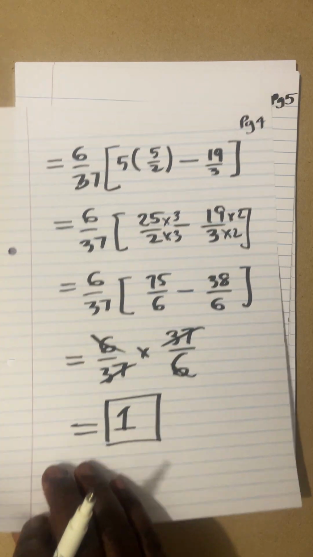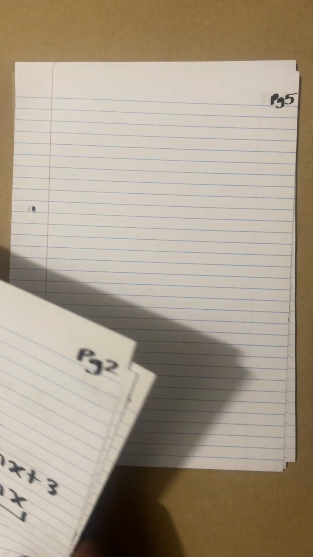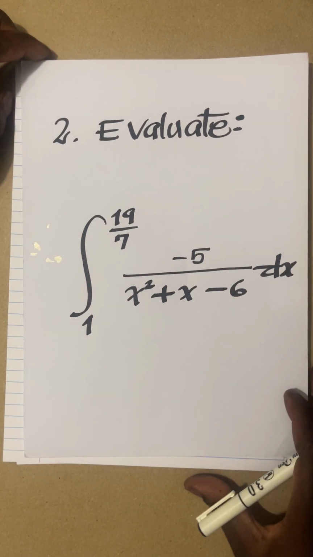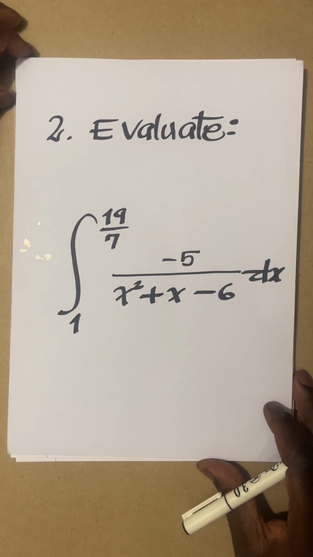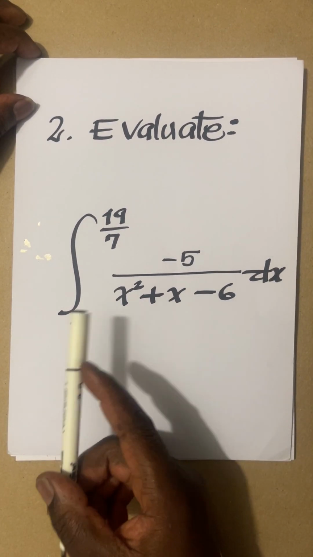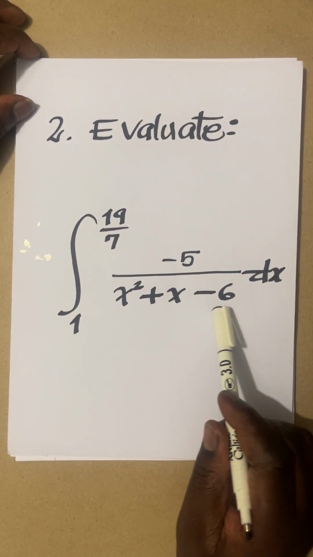Let's look at the second one. The second one is also just as challenging, and we will be able to handle this one with just a little bit of a different approach, but same understanding. Now here we go. This is our integral number 2. We're supposed to evaluate the integral from 1 up to 19 over 7 of minus 5 all over x squared plus x minus 6 dx.